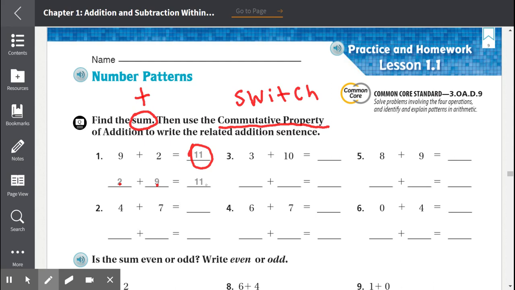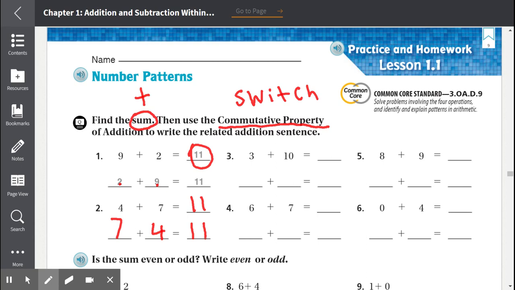Let's look at number 2. First step says find the sum. 4 plus 7 will equal 11. Now we have to write the related addition sentence at the bottom. So if 4 plus 7 equals 11, now when we switch the numbers, when we switch the 4 and the 7, it should also equal 11. So let's see. 7 plus 4, and that's right. It also equals 11.